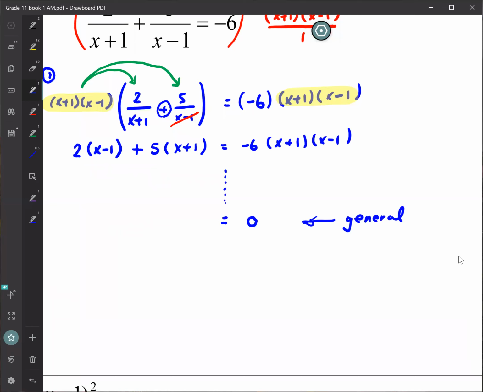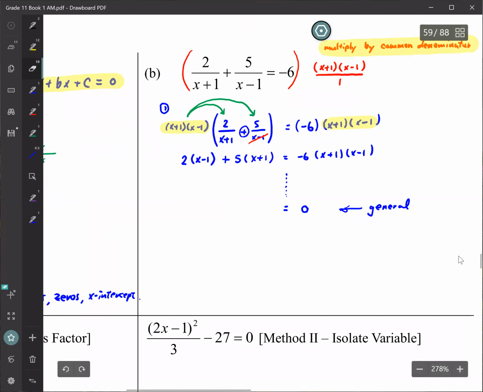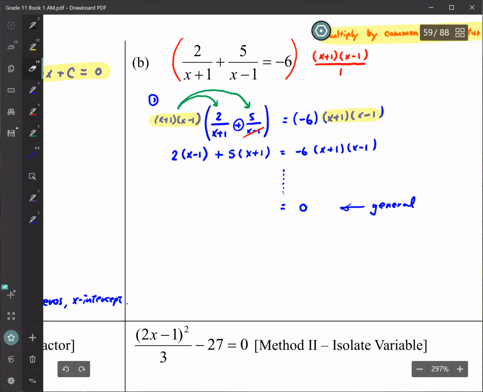You can multiply 2 brackets first, and then the -6 goes in later. Or you can do the first 2 and then multiply with x minus 1. Do 2 things at a time, because there are 3 things multiplying here. So once you get to general form, you can raise your hand. We'll check at that point. So expand everything and then move to the left side.